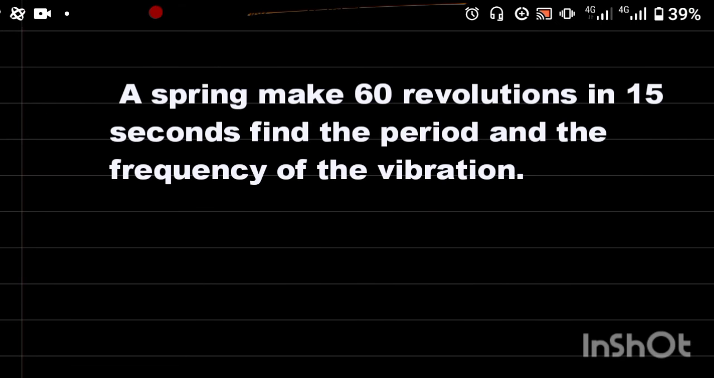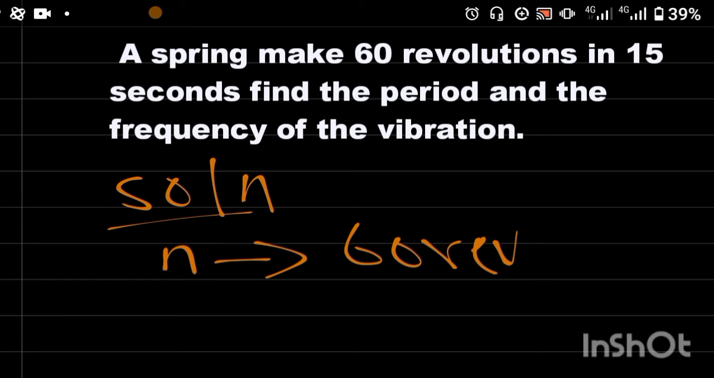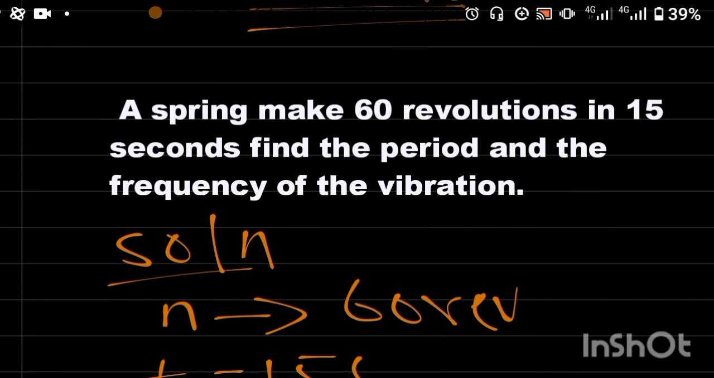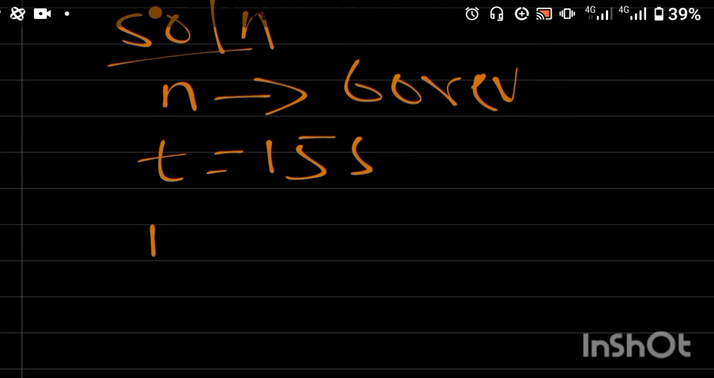Let's take a look at another question we have here. Solution. A spiral spring makes 60 revolutions. Number of revolutions is equal to 60 rev in 15 seconds, T is equal to 15 seconds. Find the period and the frequency of the vibration.